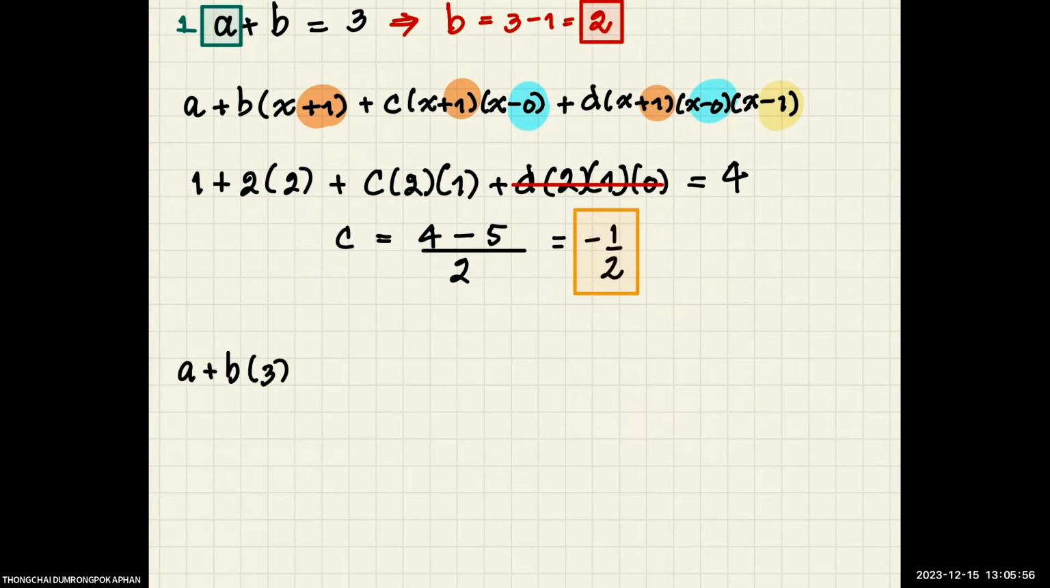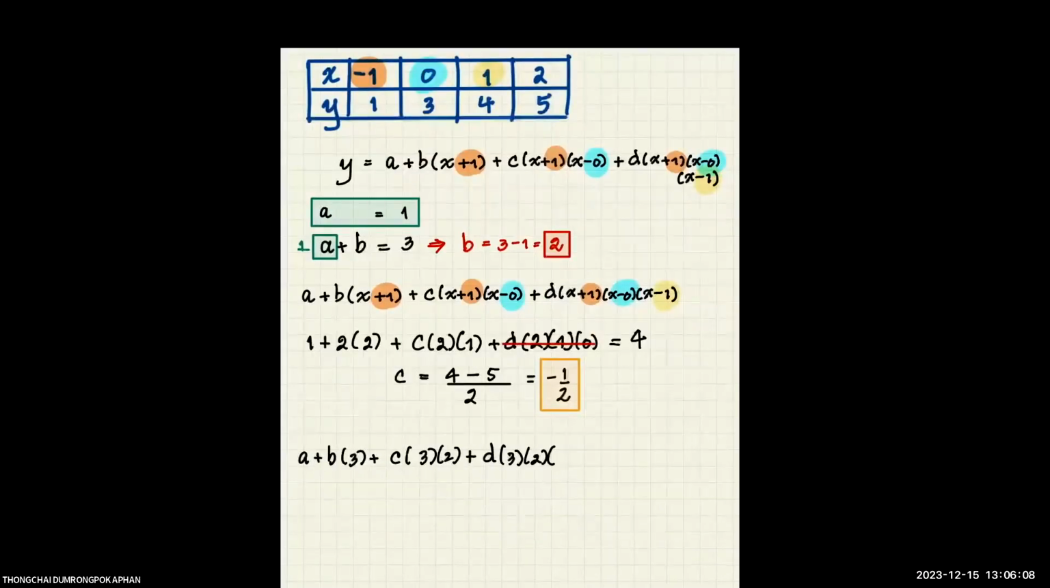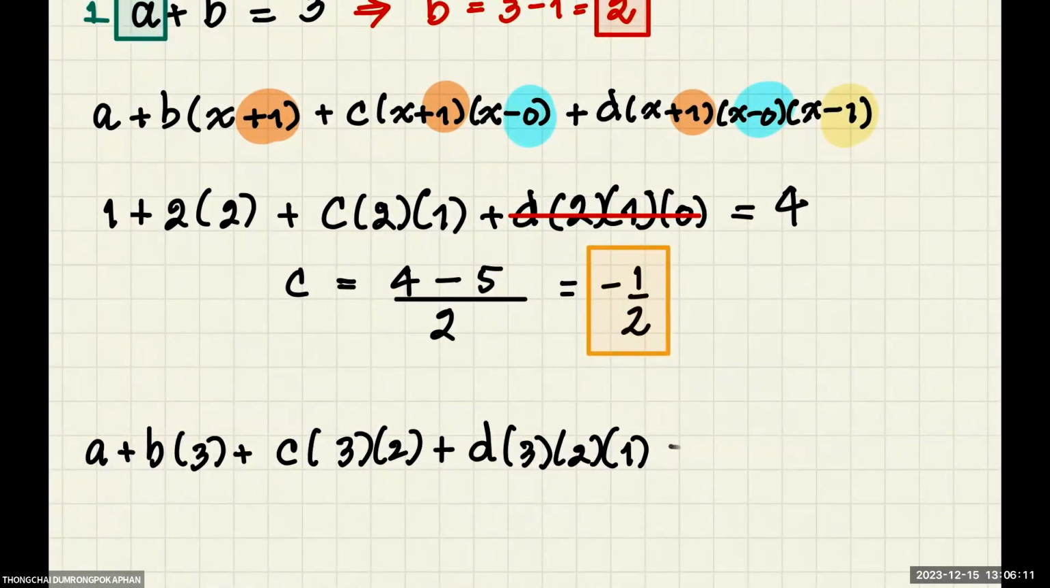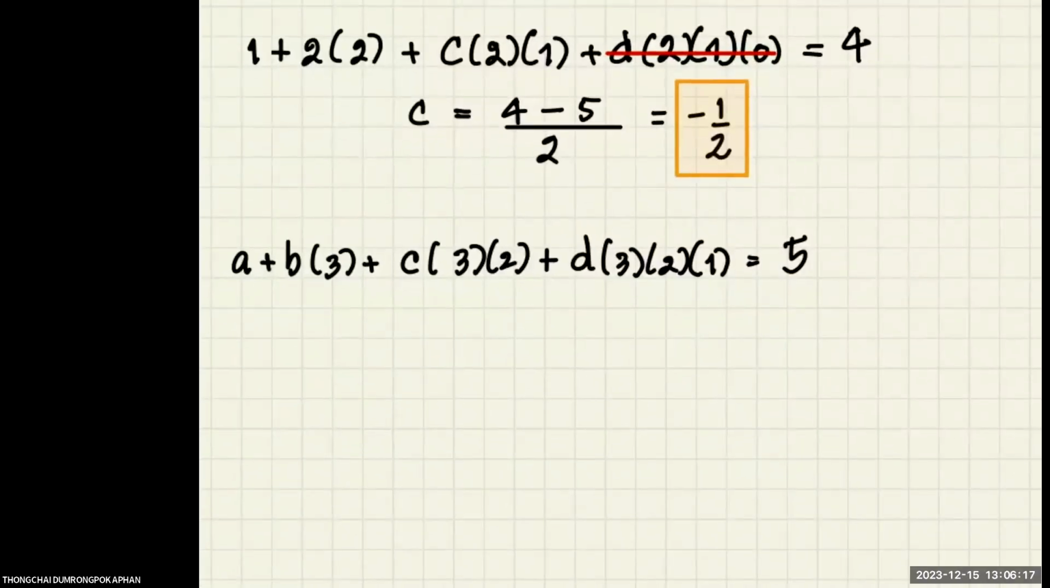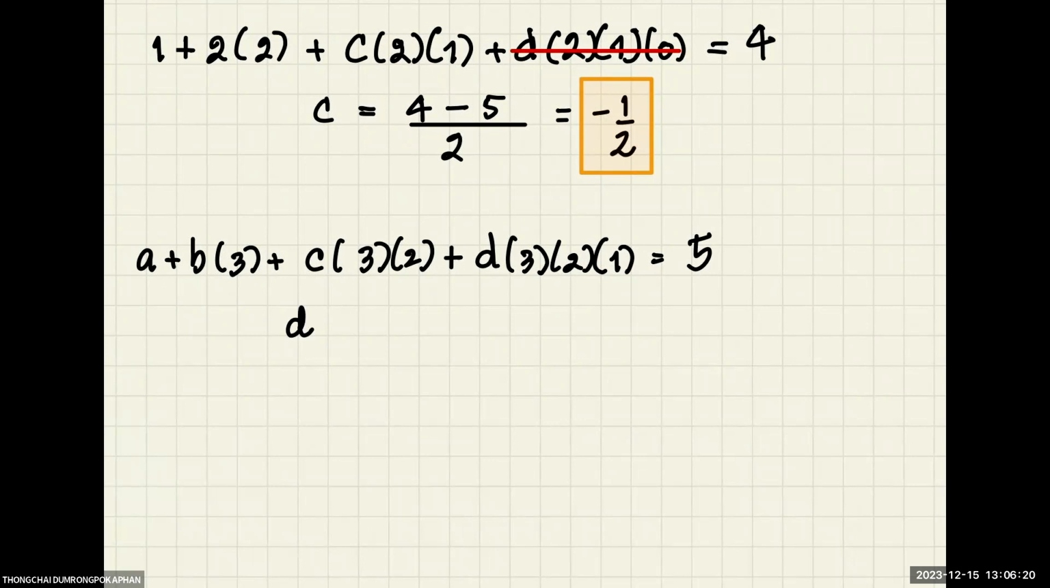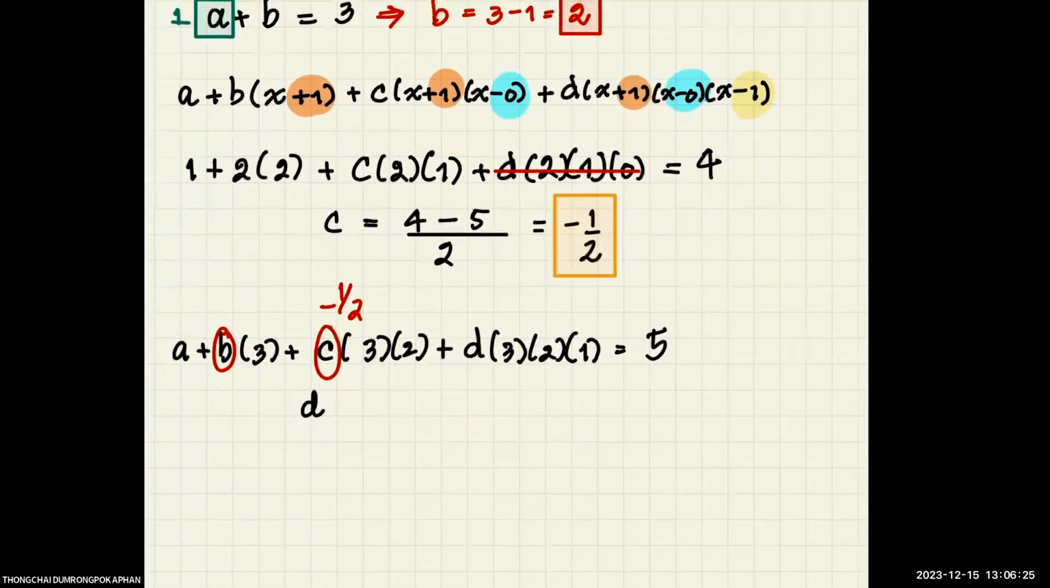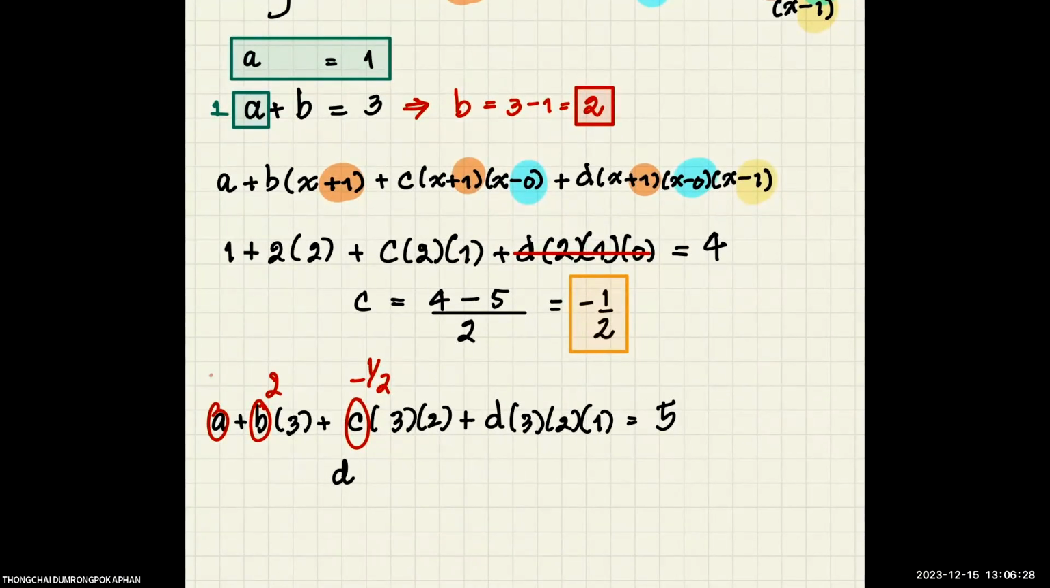Two plus 1 is 3, plus C times 2 plus 1 is 3 times 2, plus D times 3 times 2 times 2 minus 1 is 1, equal to 5. Okay? Thus you can get the value of D, because A is 1, B is 2, C is minus 1 over 2. You can solve for D, okay? This is how you will get the values A, B, C, D.